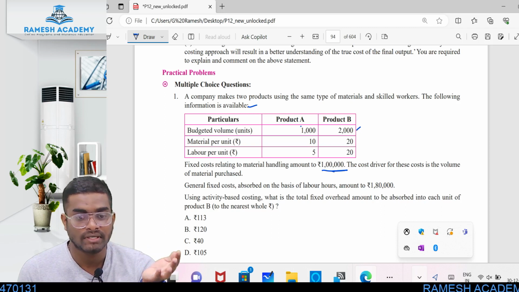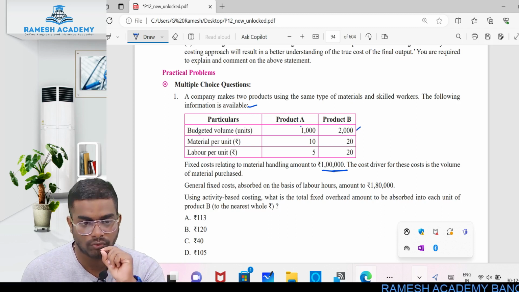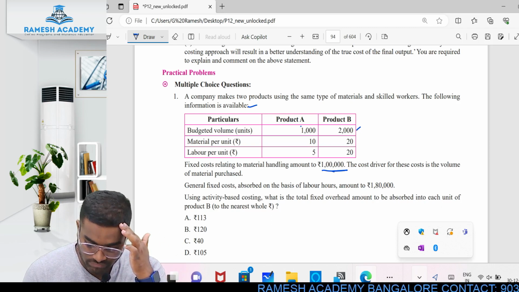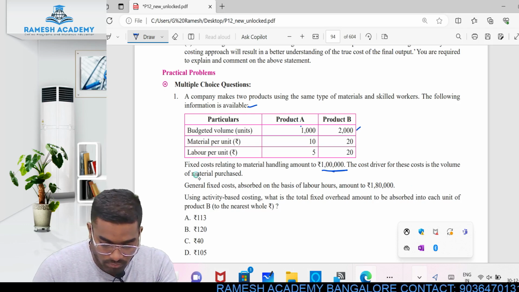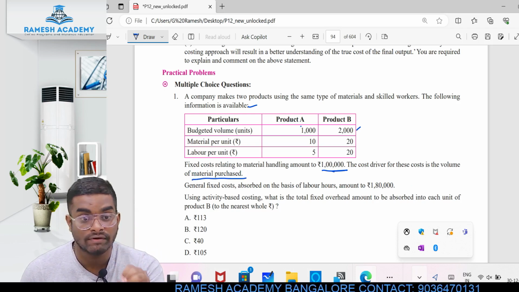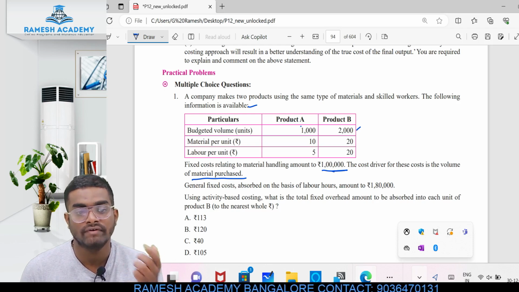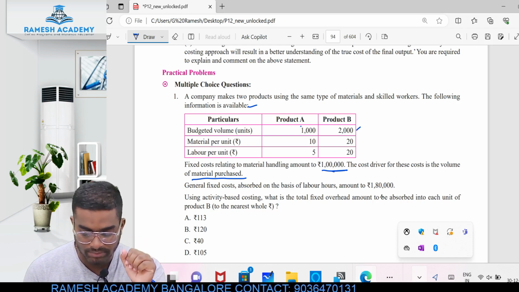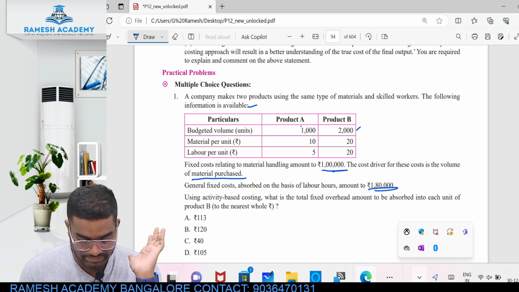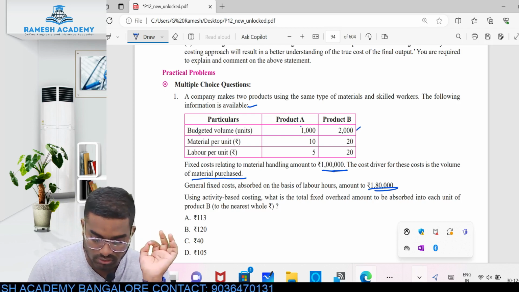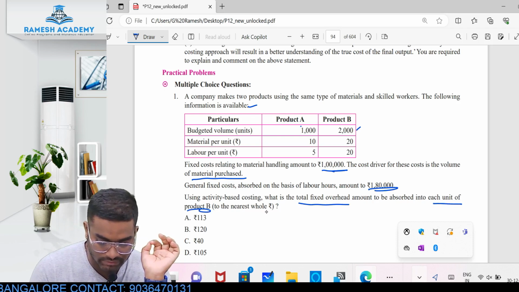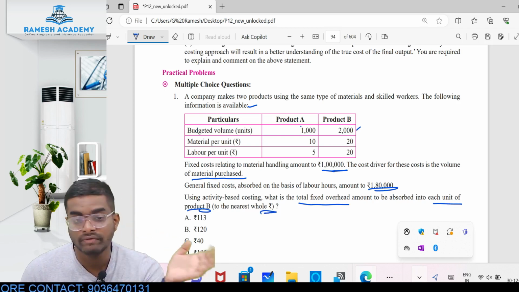Earlier, as per traditional costing, we used to distribute the overheads based on labor hours or machine hours. In ABC we have a different activity driver. The cost driver for this cost is volume of material purchase. They have given the cost driver for this particular cost. First we have to find the cost driver, then the cost allocation. Next we have general fixed overhead absorbed on the basis of labor hours, amounting to 1,80,000. Using ABC, what is the total fixed overhead amount to be absorbed into each unit of product B, to the nearest whole rupees, which means we have to round off.